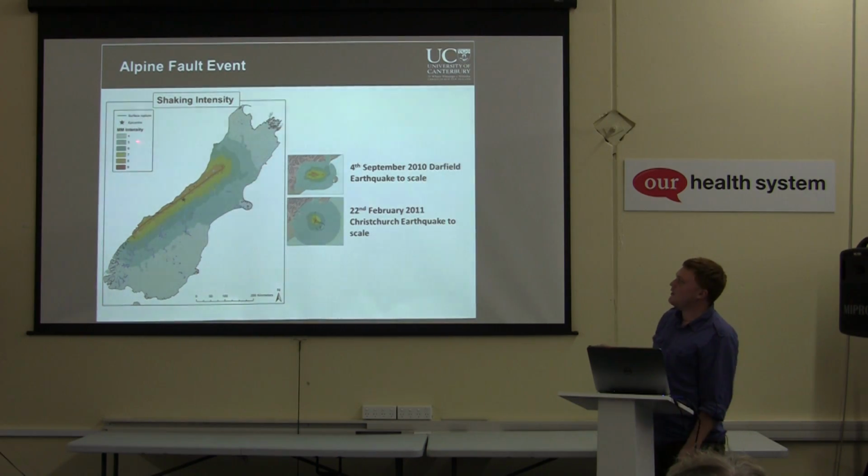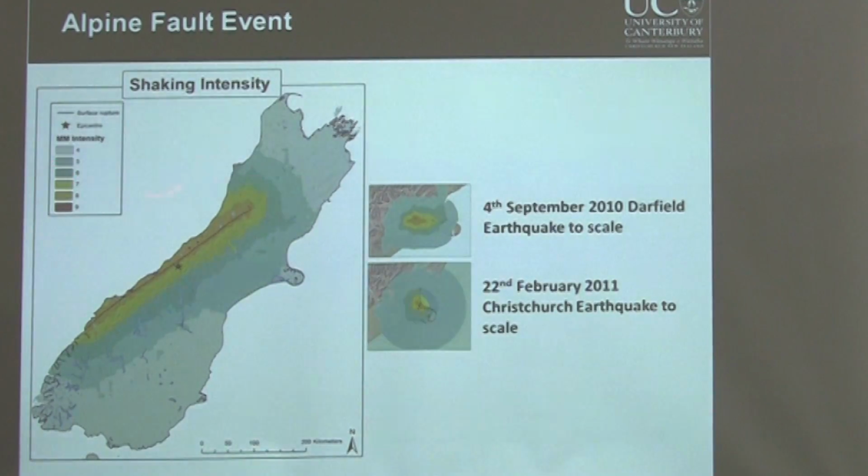So to give you a sense of scale, MM6, this darker colour around here, is where we start to see slight damage occurring, things like chimneys cracking, weaker buildings getting cracks in their foundations, right up to MM8s and 9s along the fault rupture, where some of our weaker buildings might start to actually collapse or be severely damaged.